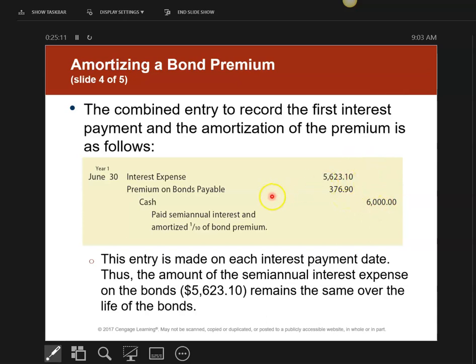So here's something to note down. When you're doing an interest payment and it's a premium, interest expense is less than the interest payment. So this is the journal entry when you're selling a premium and you're making an interest payment. And if I'm doing straight line, it will be the same exact journal entry every single time.